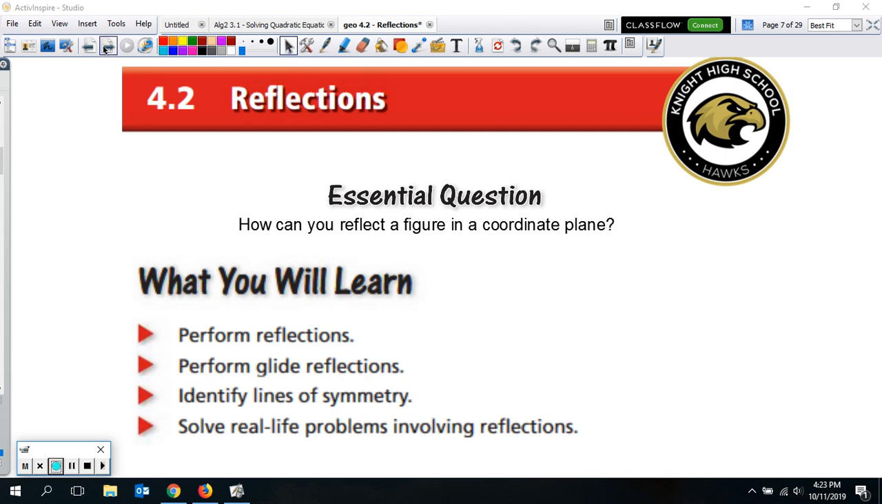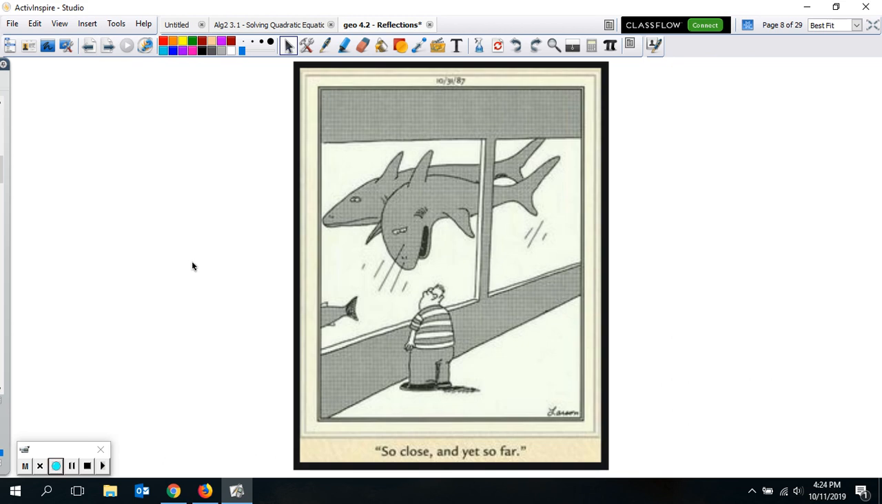Before we get into all of that, let's do our little cartoon here. So this looks like at the aquarium perhaps, and the shark exhibit. The shark is saying, "So close yet so far," as he looks at the little boy behind the other glass.